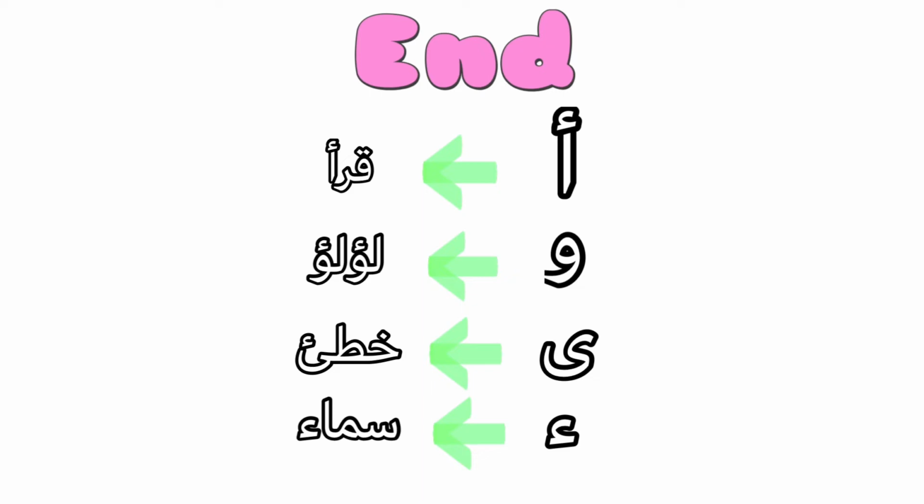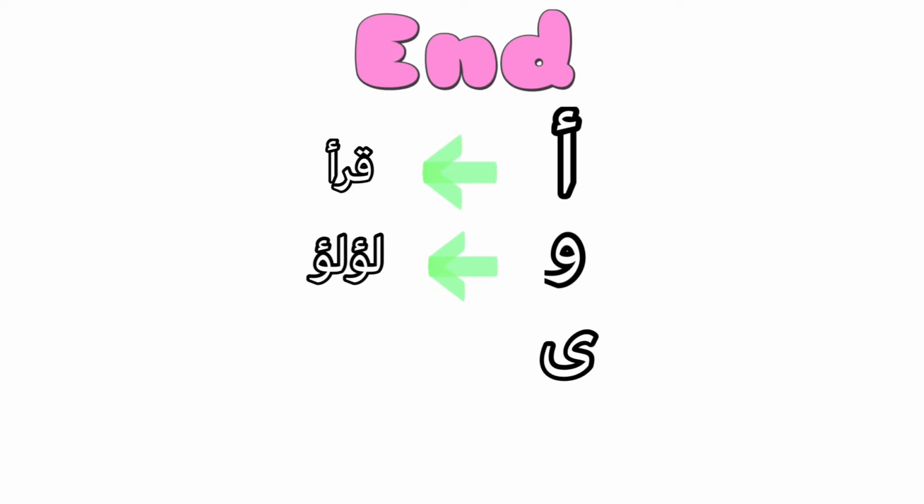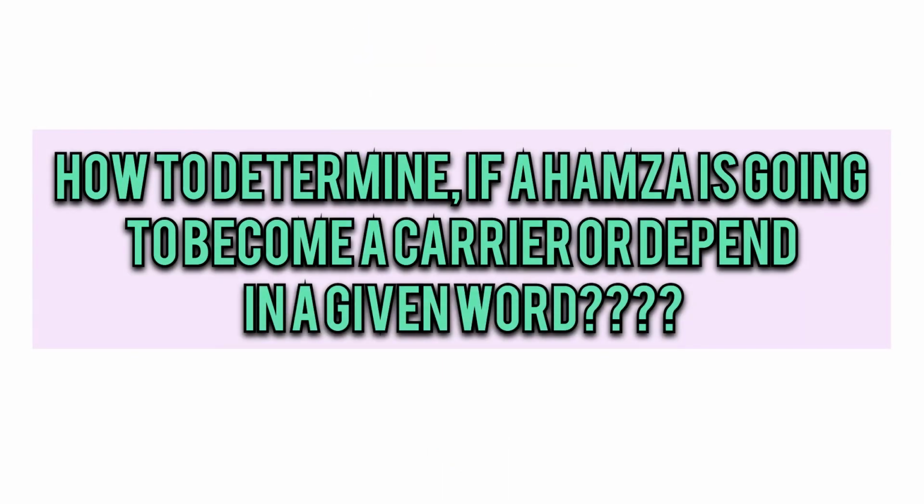The question is how to determine which of the three letters, waw, alif, or ya, would act as a carrier for a hamza in a given word. There are rules for that, of course. They aren't complicated, but it's not for your level. For your level, I would only suggest you recognize a hamza when you see it.